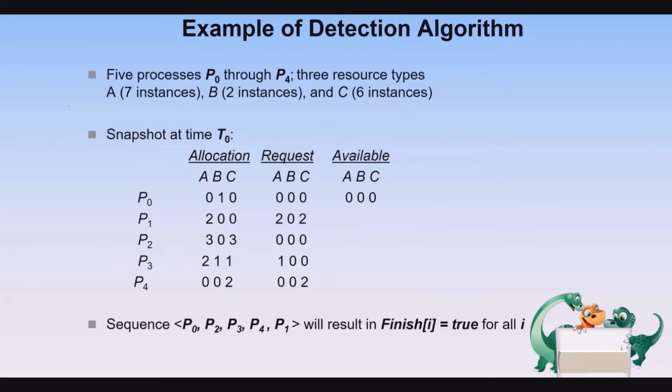Alright, so let's have an example of the detection algorithm. You are given five processes, P0 to P4, and three resource types, A, B, and C, with 7, 2, and 6 instances. This is the snapshot at time 0. If you observe, all the available resources were allocated. From the detection algorithm, the sequence P0, P2, P3, P4, and P1 will result in Finish[i] equals true for all i.